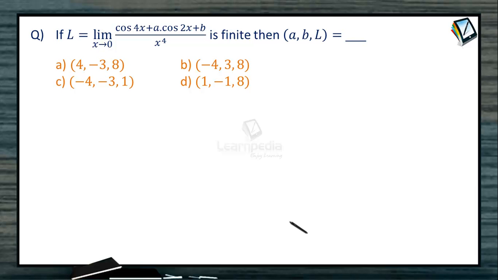Now if L is the value of the limit as x tends to 0 of (cos 4x + a cos 2x + b) by x to the power of 4, and this value of L is given to be a finite number, then find the values of a, b and L, right? One common procedure of solving this problem is, as x tends to 0, we keep repeating the application of limit by using L'Hospital rule repeatedly till we get finite values, getting simultaneous equations in terms of a and b, and then calculate the value of L for a suitable choice of a and b.